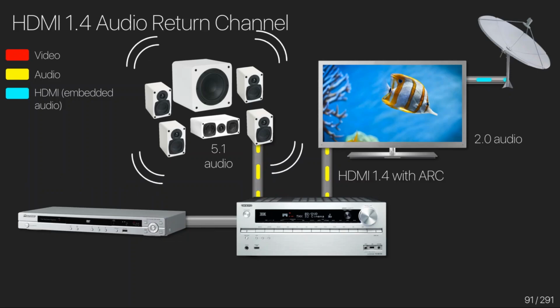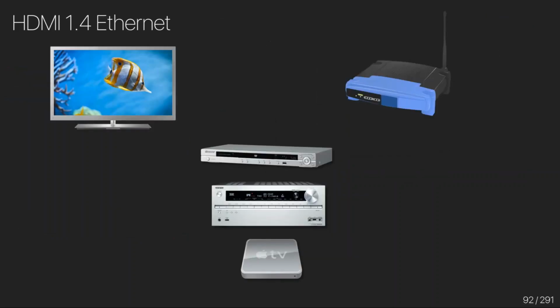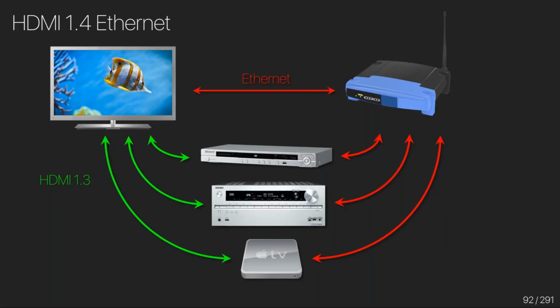What the audio return channel does is it allows you to send this backwards channel of audio data through the HDMI cable itself. So basically, we're saving ourselves that extra cable, which in a home environment can be convenient, but in a professional environment could represent that many fewer cables. With HDMI 1.4 Ethernet, it's a very similar thing.